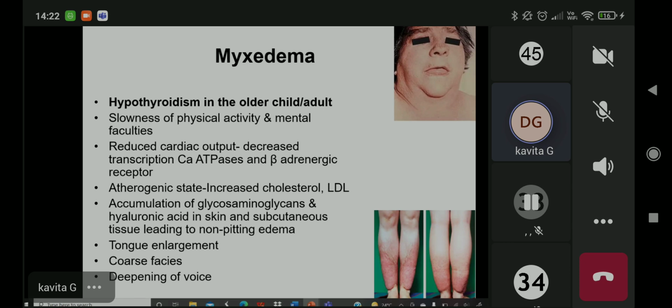And hypothyroid state is actually a very important cause of the non-pitting edema. Another important feature of the myxedema patient is tongue enlargement. You just tell them to show their tongue and you would see that it is enlarged. There is a deepening of the voice.